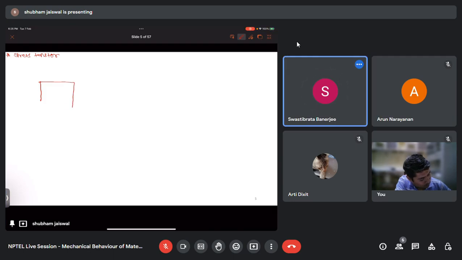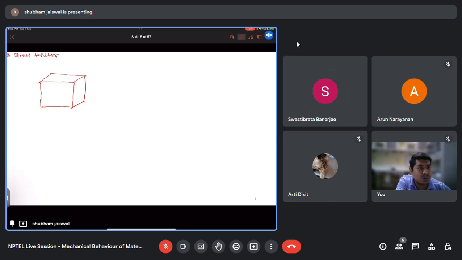Sir, it may be how many stresses are applied on a body. This is normal stress, shear stress. All together may be called stress tensor. No, it's not. So anyone?